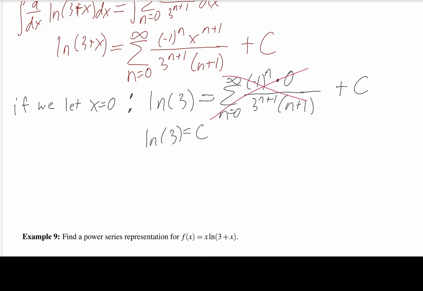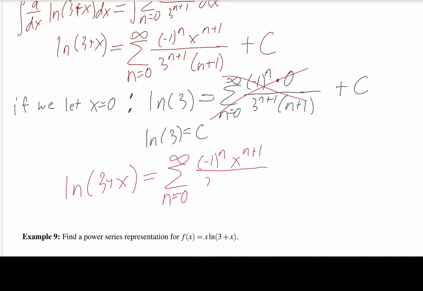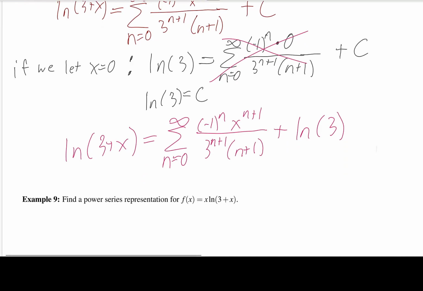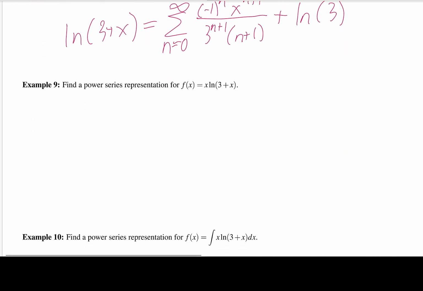ln of 3 plus x is equal to the sum from n equals 0 to infinity of negative 1 to the n x to the n plus 1 over 3 to the n plus 1 times n plus 1 plus ln of 3. Okay. Now let's try example 9.